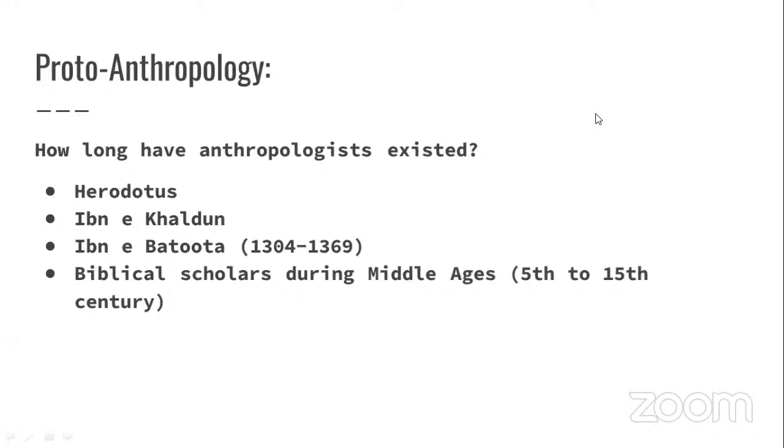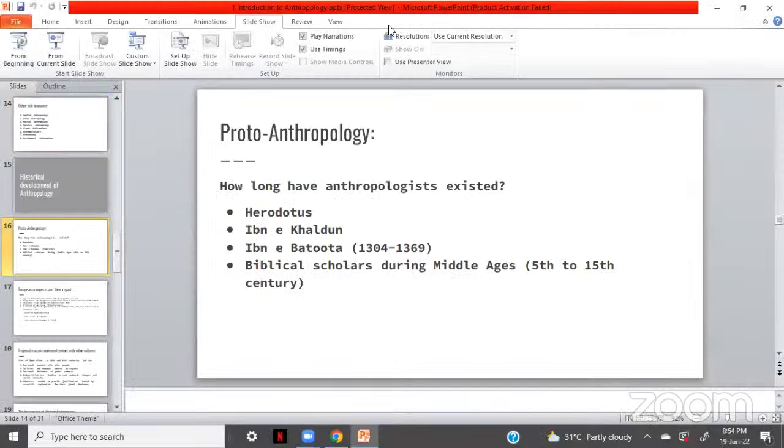And then we move to the biblical scholars during the Middle Ages, from the 5th to the 15th century, and they dominated European thinking on questions specific to human origins and cultural development. So these are the people we've discussed so far: Herodotus, Ibn Khaldun, Ibn Battuta, and the biblical scholars. They had a significant role in forming opinion about human origins and cultural development. They treated these questions as an issue of religious belief, and promoted the idea that human existence and all of human diversity were the creations of God.